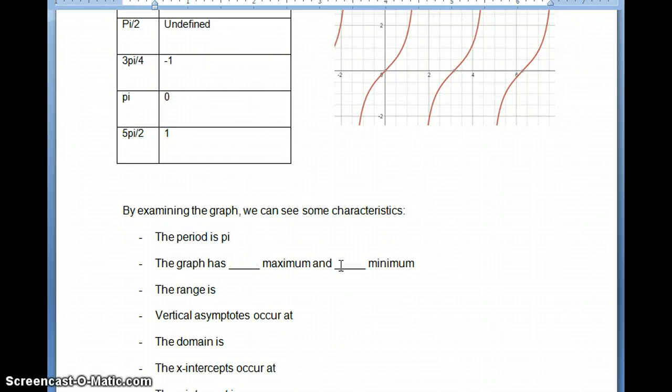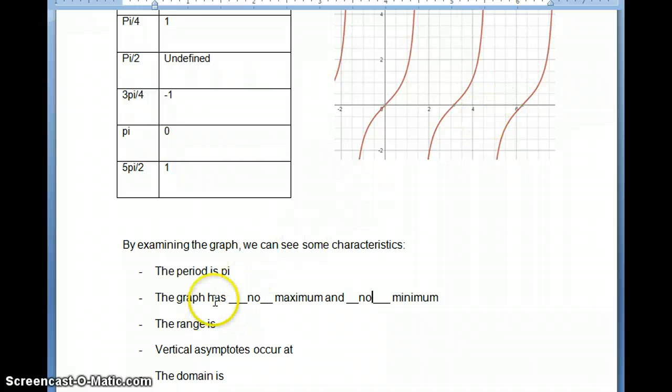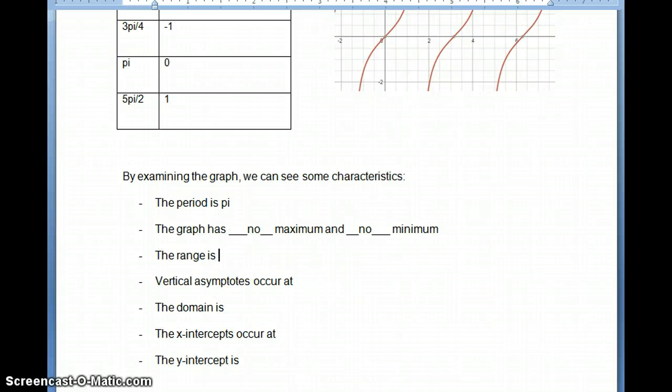The graph has no maximum and no minimum, because you notice that your y values keep going up and up and up and they don't stop. So our graph has no maximum and no minimum. With that said, our range will be y is an element of all real numbers. Your vertical asymptotes occur at x is equal to pi over 2. If we want to do a general one, we're going to say plus n pi, where n is an element of integers.